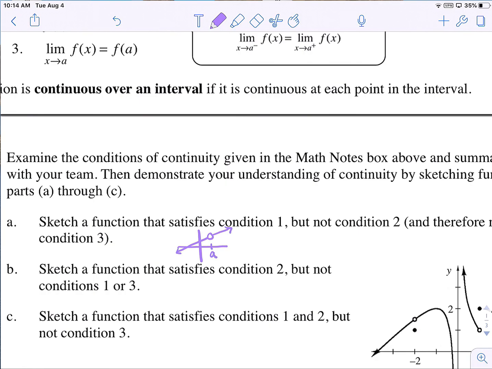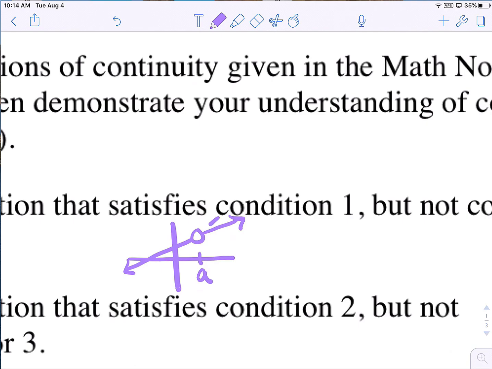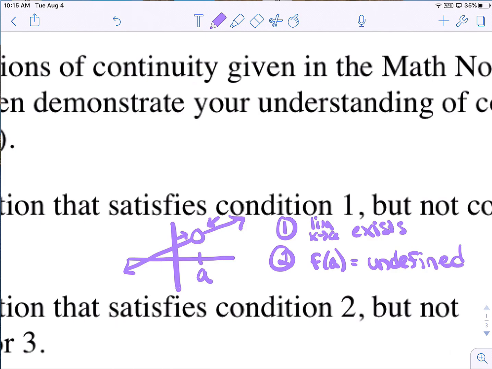So that means right here when x is a, the limit exists. We're approaching this value from the right, same value from the left. So it satisfies condition 1. The limit as x approaches a exists. However, this one fails condition 2 because f of a is a hole. And since f of a has a hole in it, that means the function is undefined at that point. And therefore, part 3 fails: the limit exists, but the point is undefined, so they are not equal. So it therefore fails the third condition as well. Okay, that's one option. You could have done so many different things, but as long as the limit exists, the point does not. Okay, let's go on to the next one.